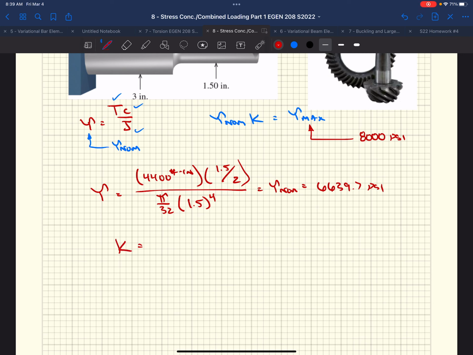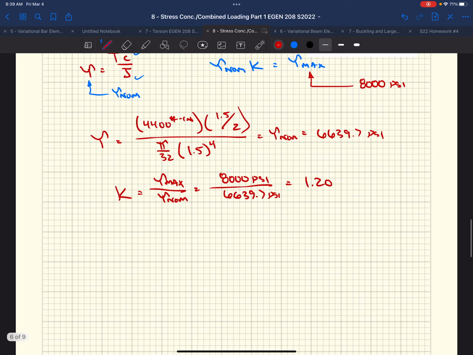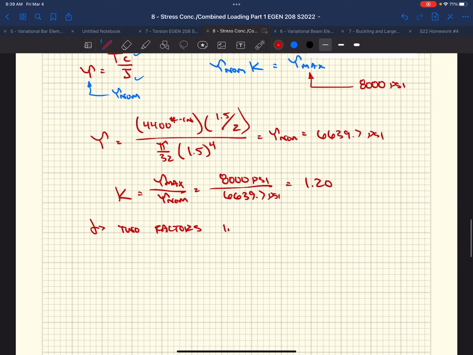Well, we need our stress concentration factor. We just decided that that's our way to figure out what our radius is. That's going to be our maximum stress over our nominal stress, or 8,000 PSI over 6,639.7 PSI, and we get a factor of 1.2. Well, as we mentioned, 2 factors influence K.